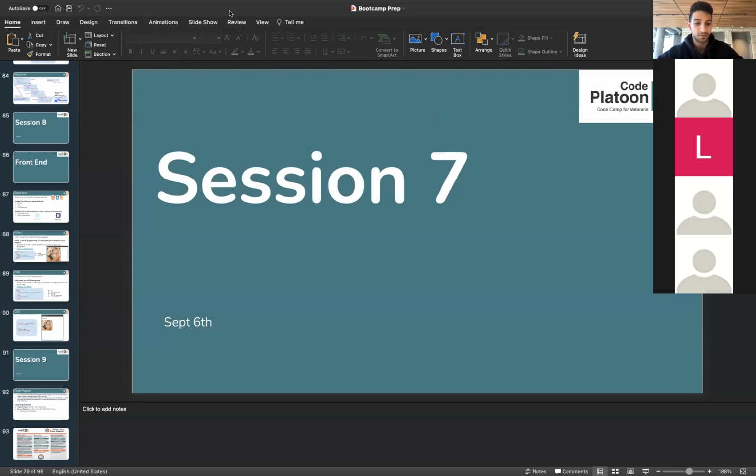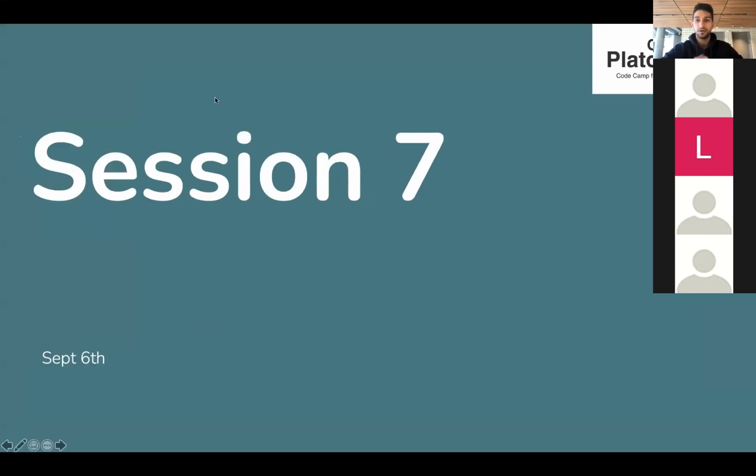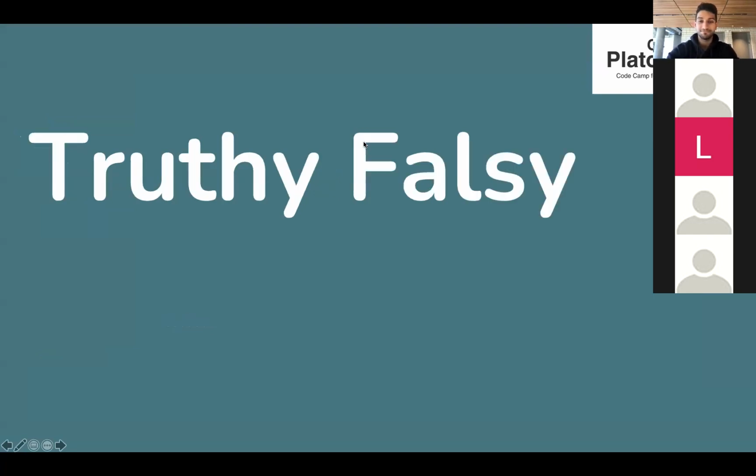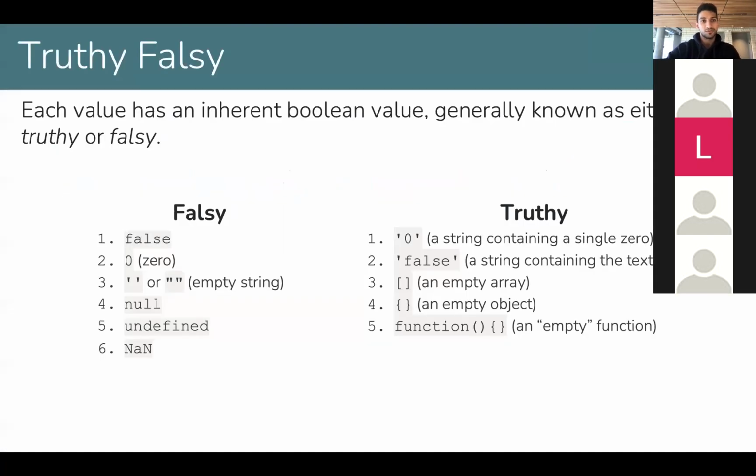All right, so I'm gonna put this in full screen right here. Session 7, September 6th, and I do believe that is today's date. Truthy Falsey. So Truthy Falsey is an idea in programming and specifically in JavaScript as well. That means that every value, regardless of its data type, can be converted into a Boolean. It has some Boolean representation. And this is known as the truthiness or falsiness of that value.